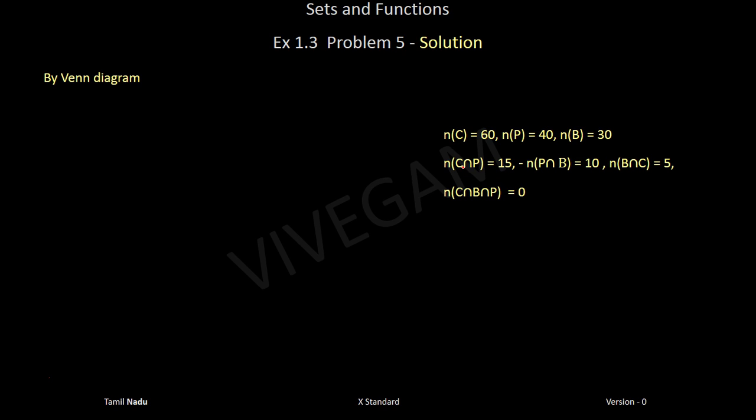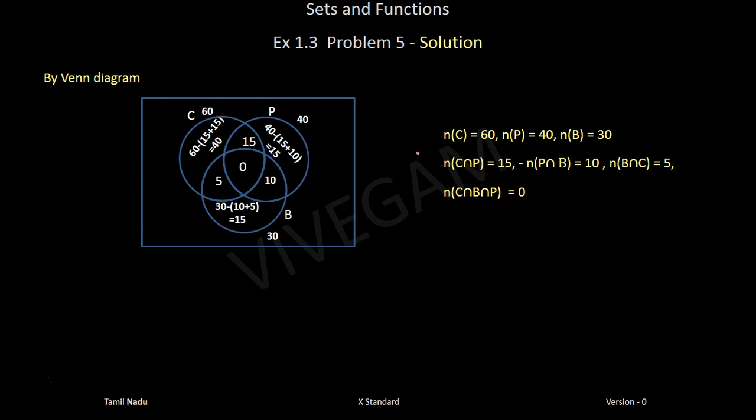So C and P must be intersecting. Similarly, P and B must intersect because you have a common value. And B and C also must intersect because you have a common value, which means we'll have to draw 3 circles intersecting each other, each circle representing one subject. So let this circle represent C, chemistry, let this circle represent physics, and let this circle represent biology.